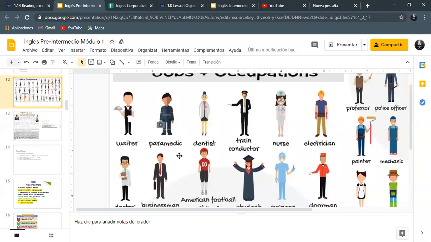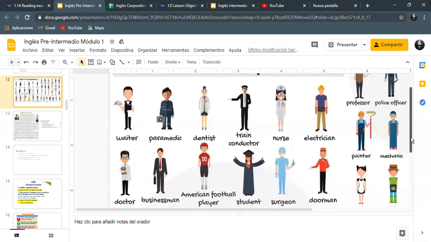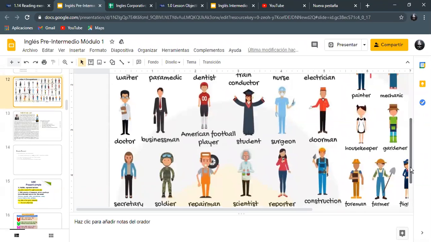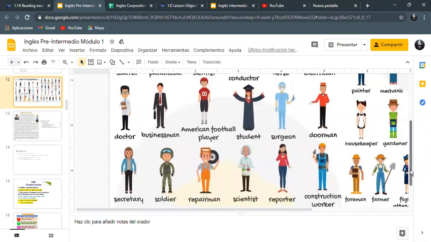What is paramedic? Paramédico. Good. Dentist. Dentista. Good. Train conductor. Conductor de tren. Nurse. Enfermera. Electrician. Electricista. Doctor is very easy. Businessman. Hombre de negocios. American football player. Jugador de fútbol americano. Student is also very easy.